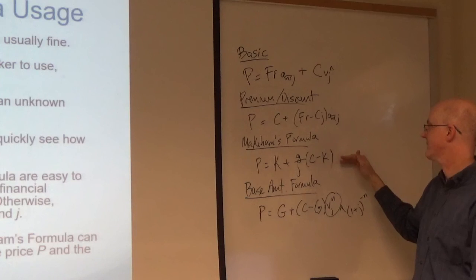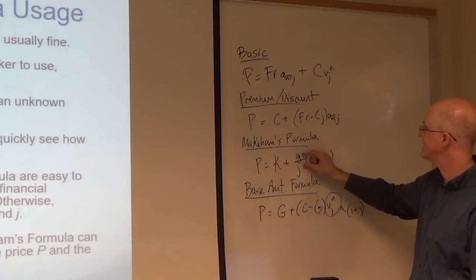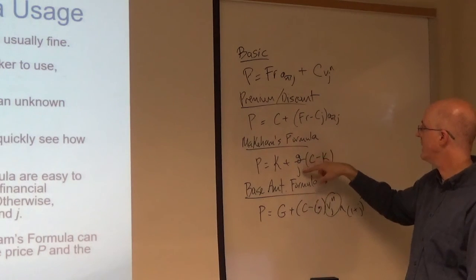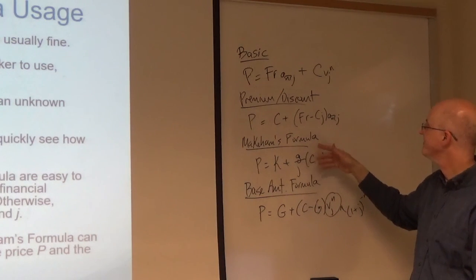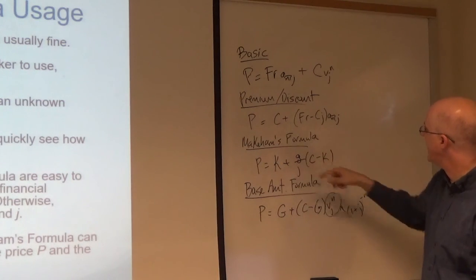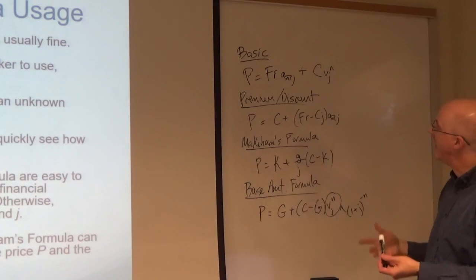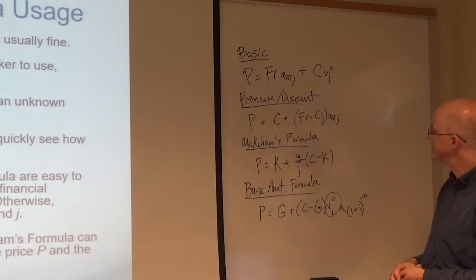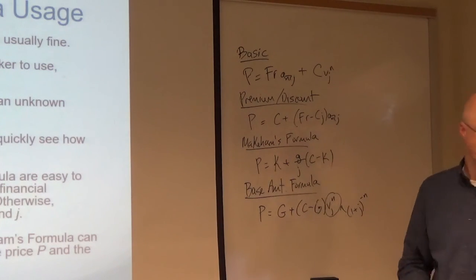Makeham's formula can be thought of that way as well in terms of the relationship between little g and little j. If little g is bigger than j, then this is going to be bigger than K plus C minus K, which is C. You buy it at a premium. If g is less than j, this is all going to be less than C. You're going to buy it at a discount.